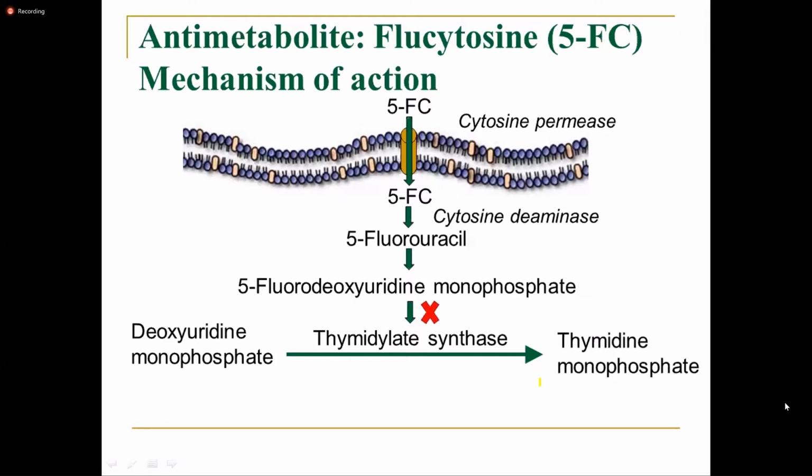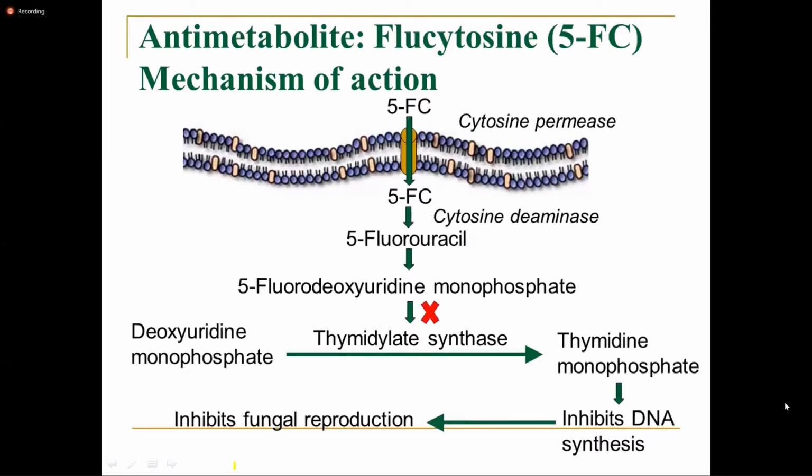You can write down like that. So what will happen once this thymidylate synthase is inhibited? Thymidine monophosphate will fail to be synthesized, and it inhibits DNA synthesis of the fungus. So if DNA synthesis is inhibited, fungal reproduction will cease. There will be inhibition of fungal reproduction, and their growth will cease. So that's how it possesses fungistatic property.